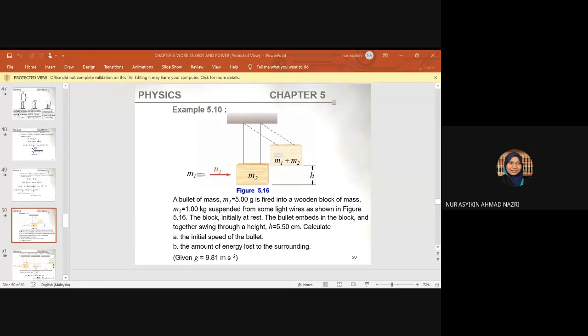Only then is it logical. Then the question asks you to find the energy loss to the surrounding. So you can simply subtract, because earlier E2 and E2 are the same.